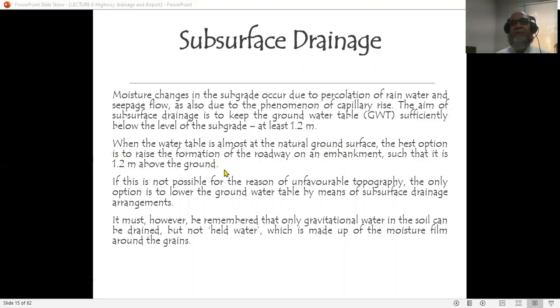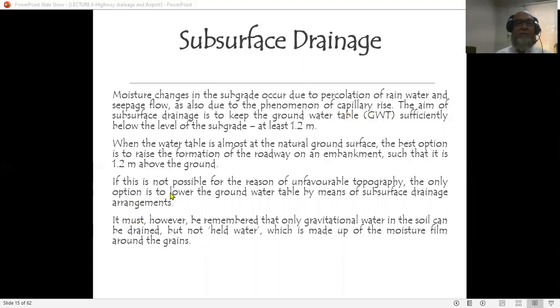I give you a very simple example for that. If you are constructing a roadway along a water body like a river, lake or pond, you must raise the road level at least 1.2 meter or 4 feet from the surrounding. That is, the road level should be at least 1.2 meter high. What does it do? It will control the phenomenon of capillary rise, and the water may not rise up to 4 feet to wet the pavement from the bottom.